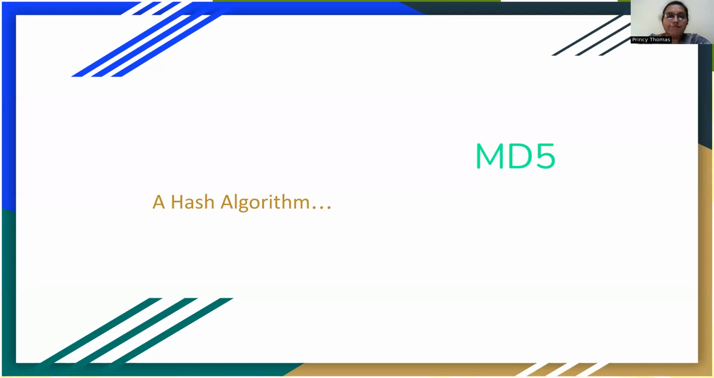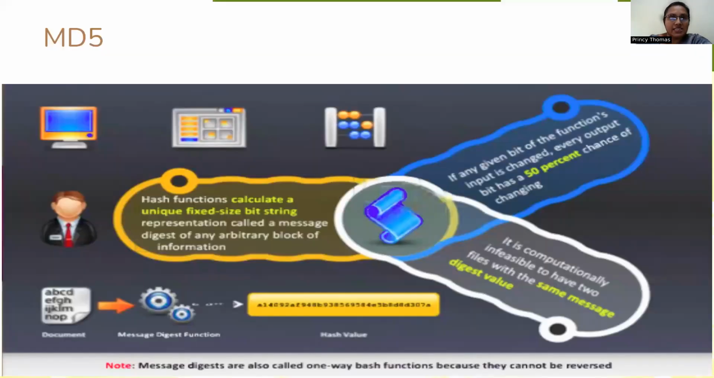Okay, so the MD5 algorithm is a hash algorithm, and MD stands for message digest. So what exactly is this message digest? In this diagram, you can see that it is a hash algorithm. The hash function calculates a unique fixed size bit string representation called a message digest. So when you hash a message, you get as output a fixed size bit string. The message digest can be created for any arbitrary block of information, so the size of the message does not matter.